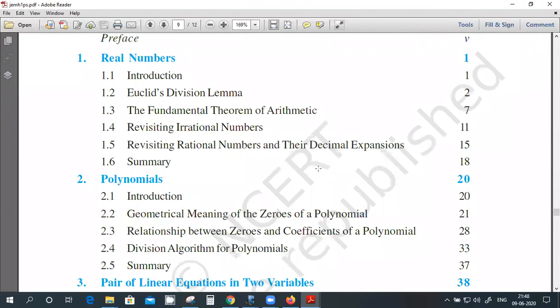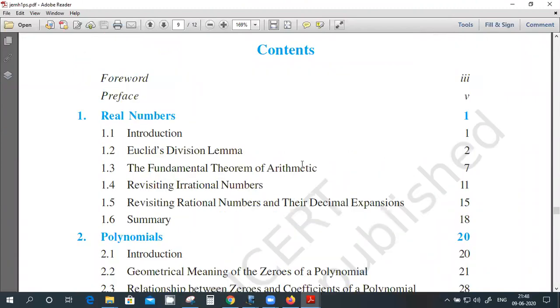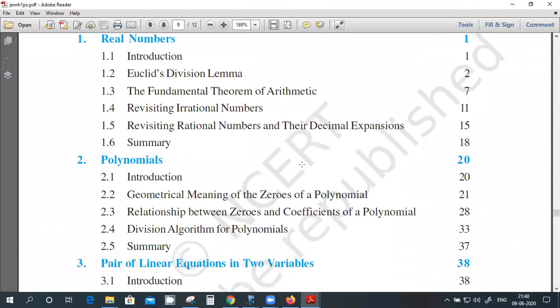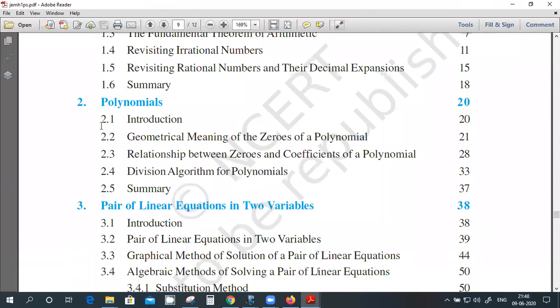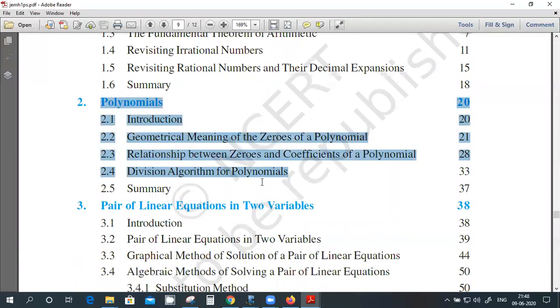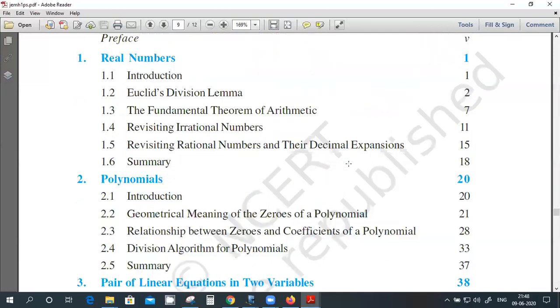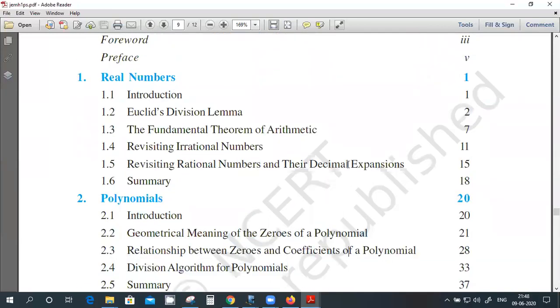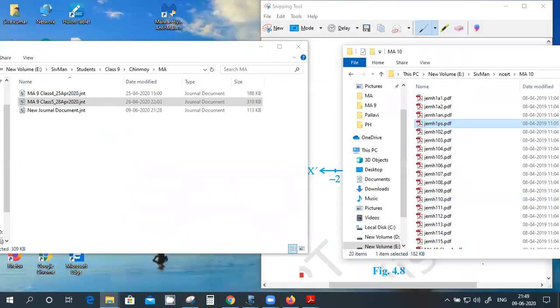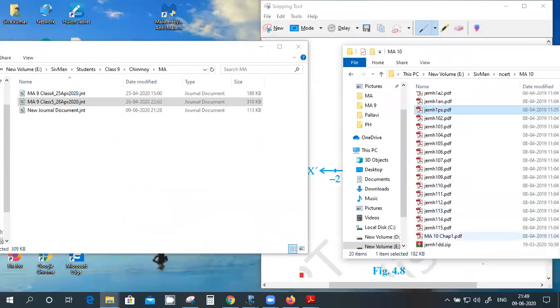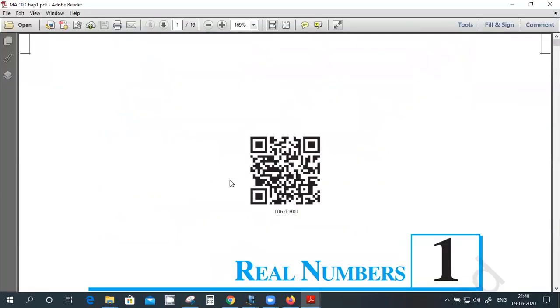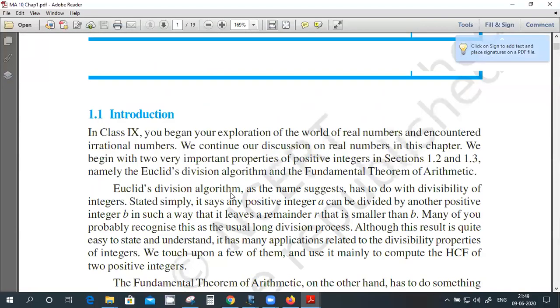Alright, geometrical meaning of zeros of a polynomial. Real numbers, I've never seen this Euclid, something Euclid. Yeah, division, Euclid. I think if you divide a number, you will get a quotient and remainder, right? Yeah, basically it will be that one.